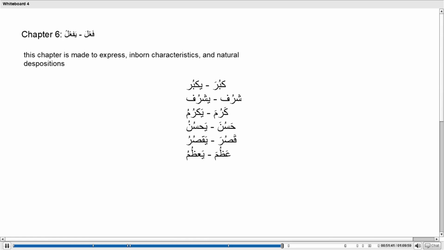حسن. قصر, it was short or he was short. شرف means it was honorable. He was honorable. واضح? He was tall. That's another way. There's another way of saying it besides this. واضح with a ha at the end, not a عين. واضح ha.